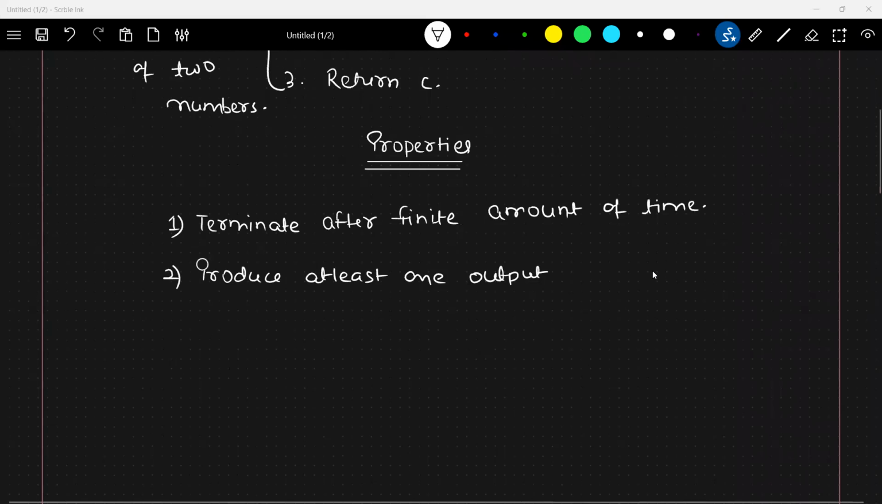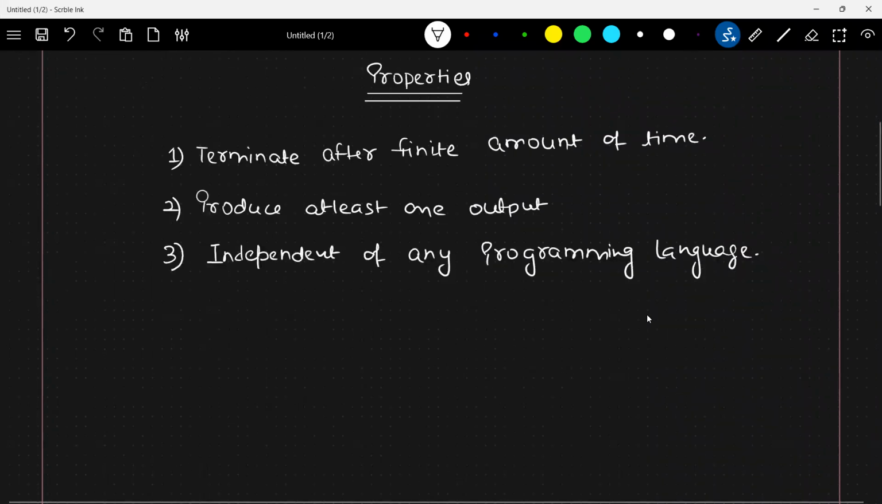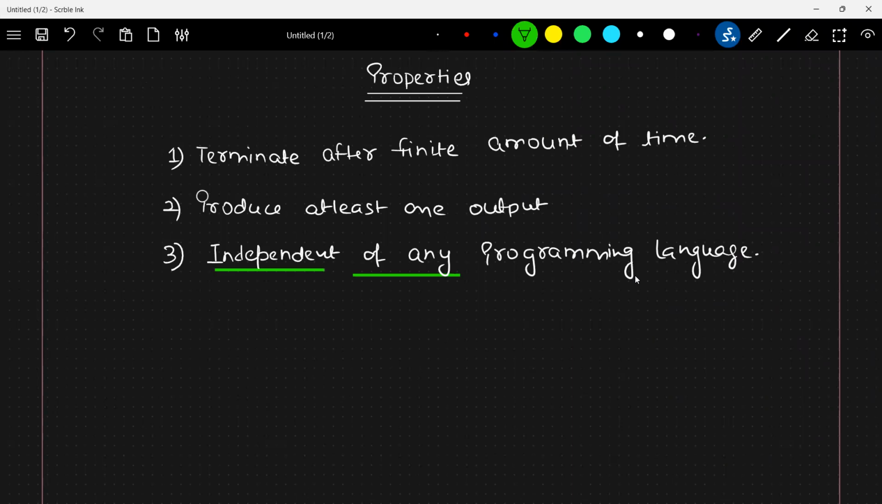The third important property which you need to understand here is that it is independent of any programming language. Now, this point is very interesting and very helpful for you all. Why? Because I have heard a lot of queries from the students: which programming language should I start with to learn algorithms? What I'm saying is, it is independent of any programming language. This is the property of an algorithm.